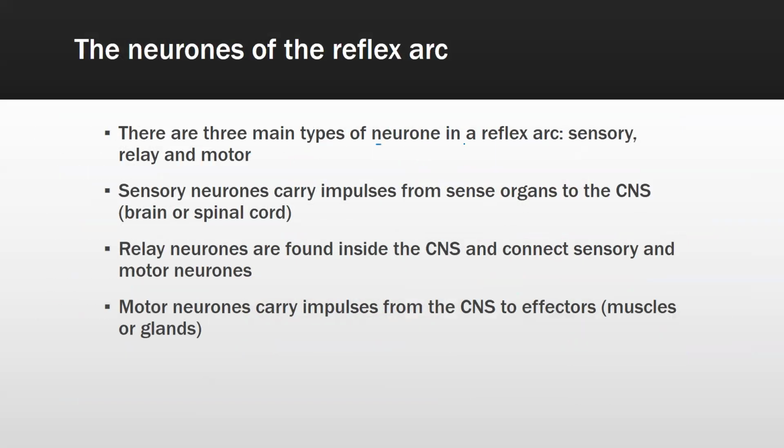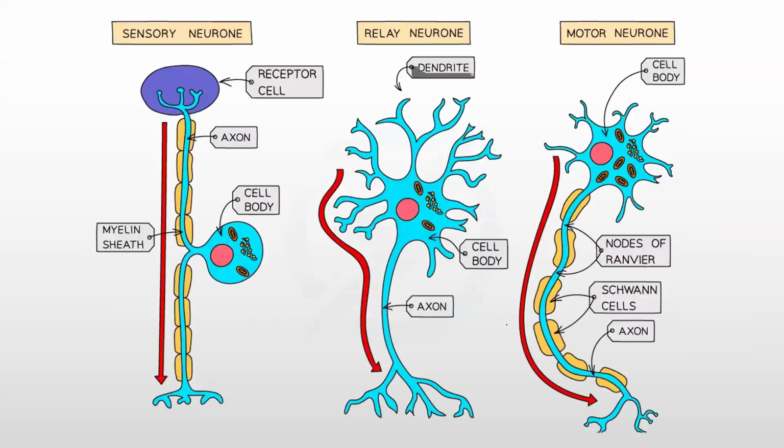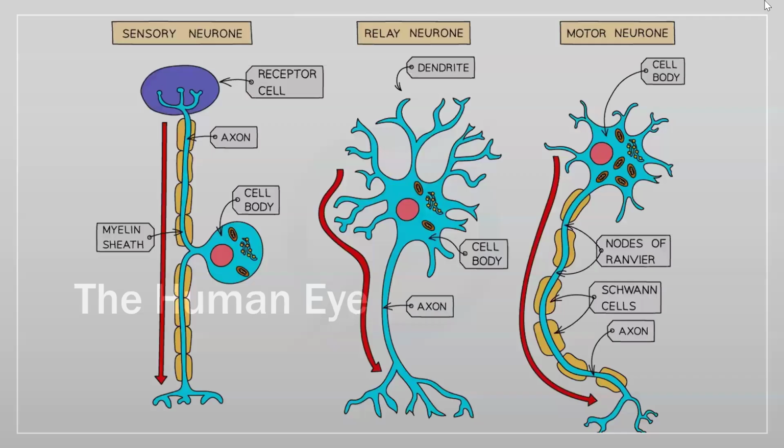Now, there are three main types of neuron in a reflex arc. The sensory neurons carry impulses from the sense organs to the central nervous system. The relay neurons are found in the central nervous system, inside the brain, and connect the sensory and motor neurons. And the motor neurons carry impulses from the central nervous system to the effectors, which can be your muscles or the glands as well. Overall, you should have a rough basic idea of the neuron diagram, otherwise it's not included.